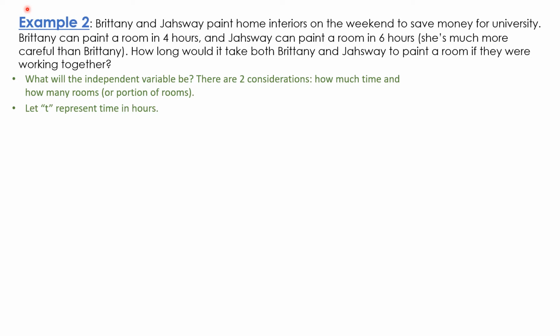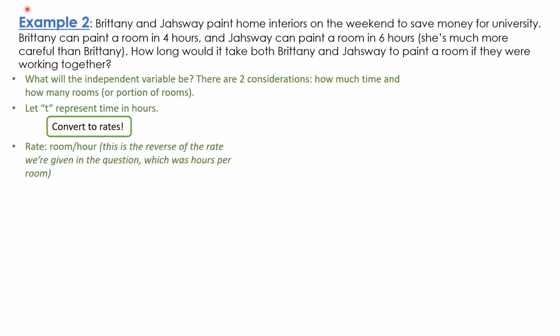Now, a really important part of all our word problems today is we're talking about rates. Everything is something per something. This question is painting a room in a certain amount of time, so everything is a rate. So what is the rate here? What we're looking for is how many rooms you can paint per hour. This is the reverse of the rate we're given in the question. That's why it's a little harder. They told us hours per room. It said Brittany can paint 1 room in 4 hours, but we need rooms per hour, not hours per room.